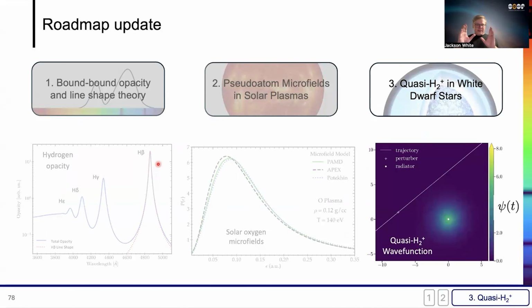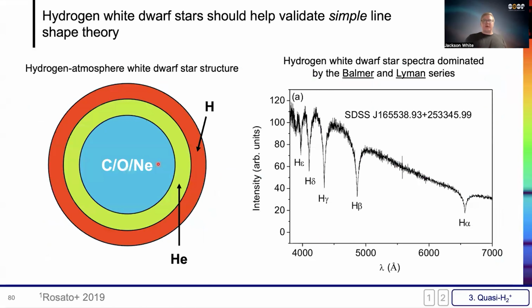Now, in the few minutes I have left, I'd like to talk briefly about something called quasi-H2+, which shows up in hydrogen atmosphere white dwarf stars. Hydrogen stars are really great for line shape theorists because they should help us validate simple line shape theory. A typical hydrogen atmosphere white dwarf star might look something like this cartoon on the left. Carbon, oxygen, neon in the core, maybe a thin layer of helium around that, but the outer region is just hydrogen. So when we look at spectra from these stars, like what you see here on the right, that spectra should be dominated just by hydrogen opacity, which is relatively simple.